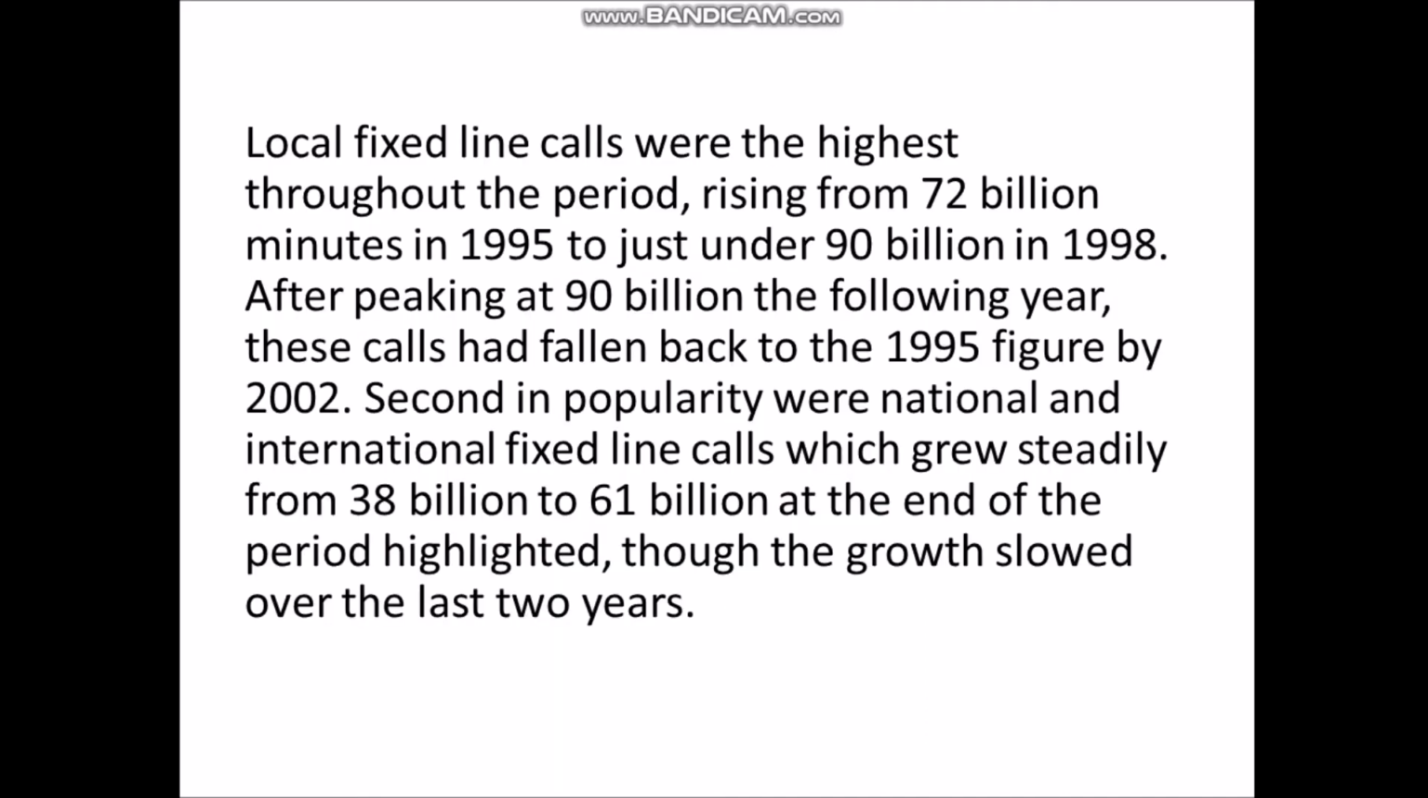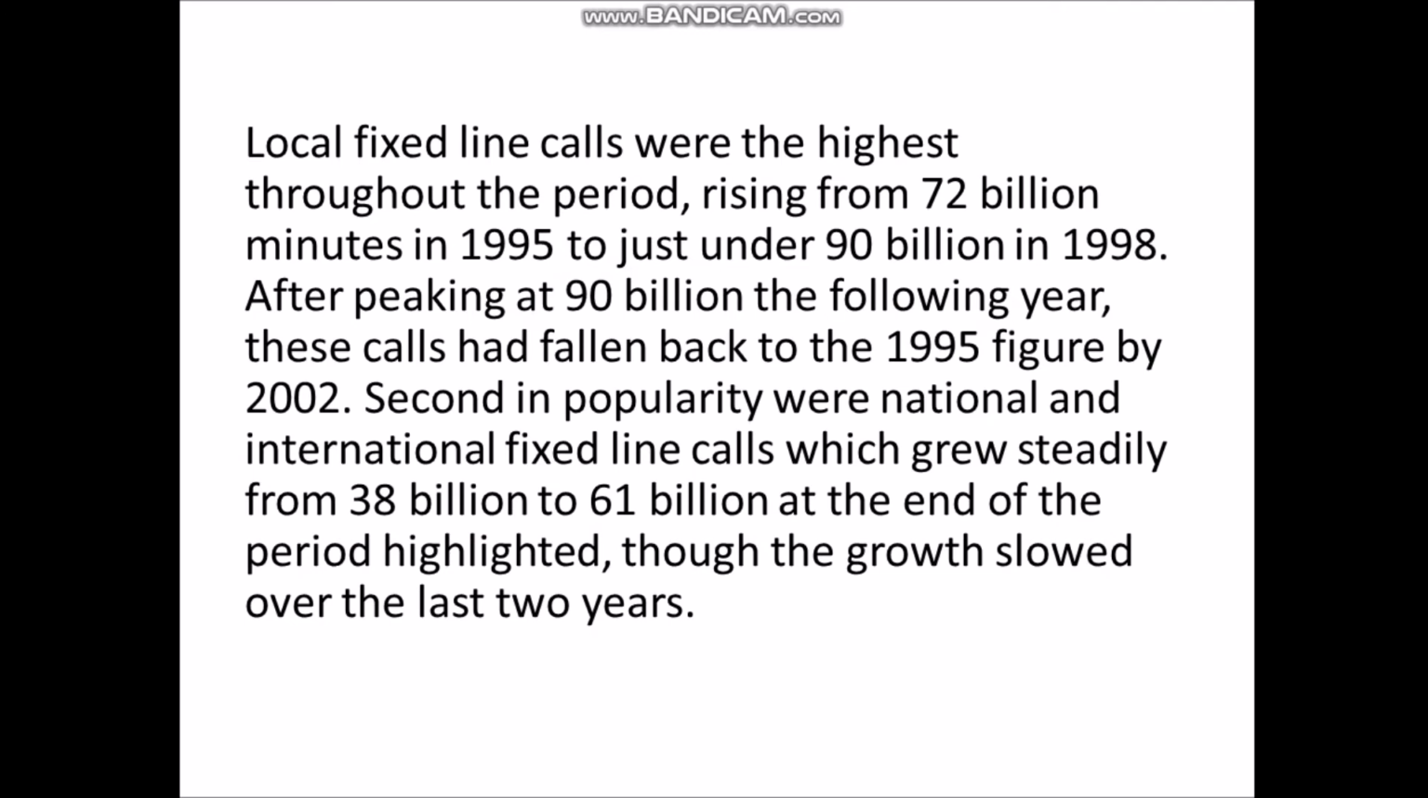Local fixed line calls were the highest throughout the period, rising from 72 billion minutes in 1995 to just under 90 billion in 1998. After peaking at 90 billion in the following year, these calls had fallen back to the 1995 figure by 2002. Second in popularity, and this is comparison because I am comparing the one that was the most popular with the one that was second in popularity, and this is considered comparison.